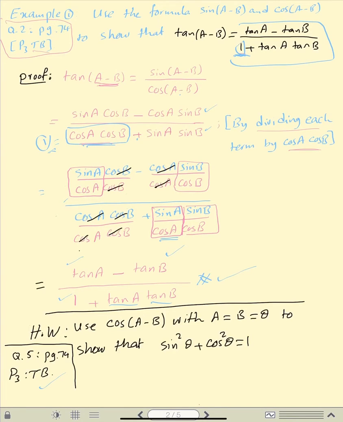Use cosine(A minus B) with A equals B equals theta, to show that sine squared theta plus cosine squared theta equals 1. All the basic trigonometric identity from P2.